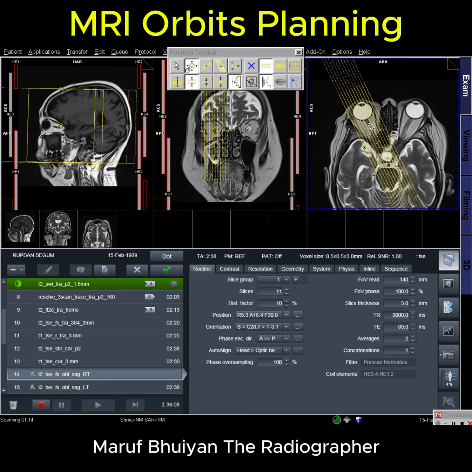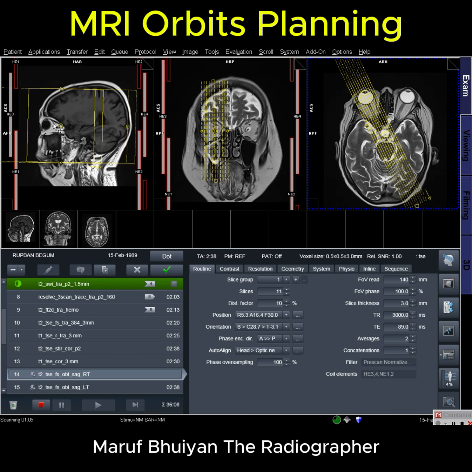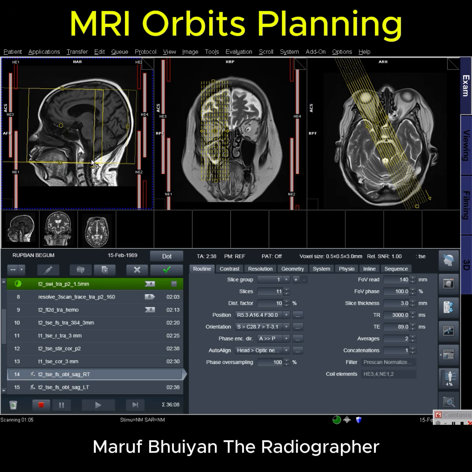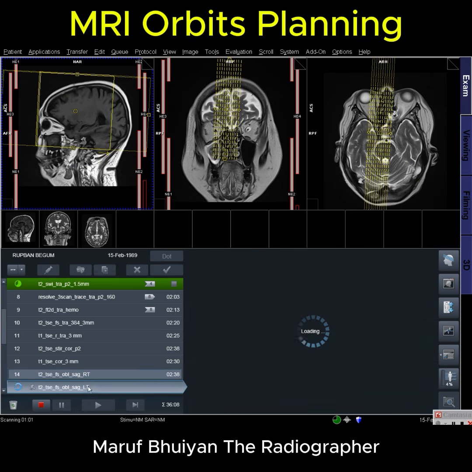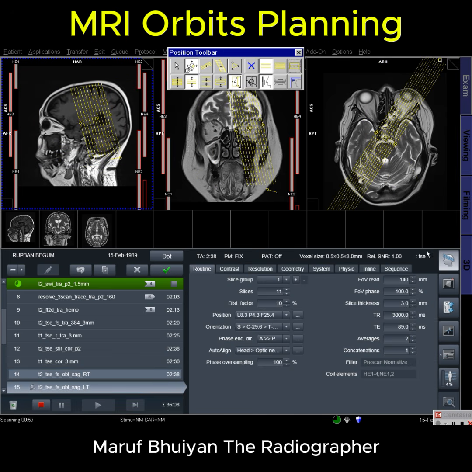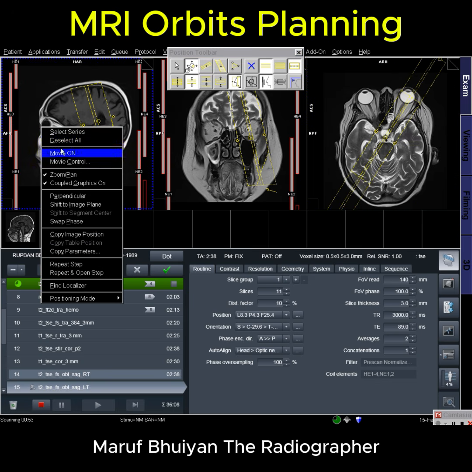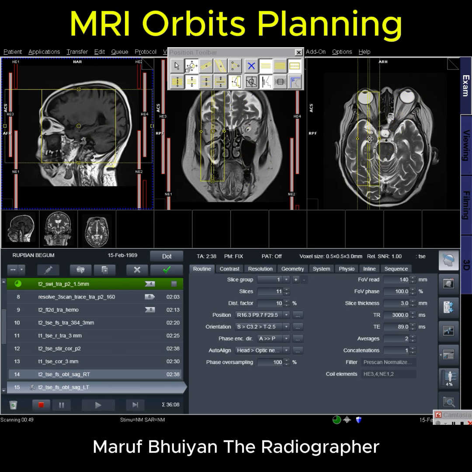You can see the angulation of the sagittal plan for the right orbit on the axial image, and on the coronal image the slice should be perpendicular to the orbit, and make sure that the field of view is large enough, and also use the phase encoding direction so that the overlapping artifact doesn't appear.